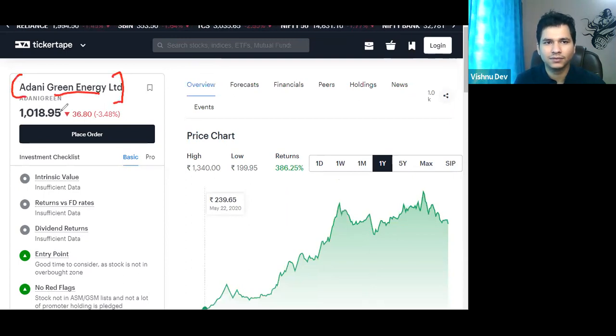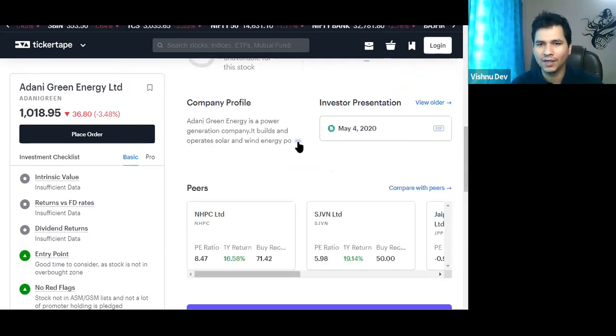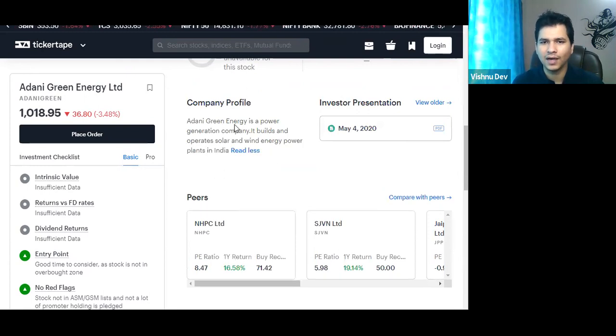Adani Green Energies, right? So let us see what companies do. ठीक है? So यहाँ पे थोड़ा बहुत लिख जाएगा. Right? Adani is a power generation company. It builds and operates solar and wind energy.